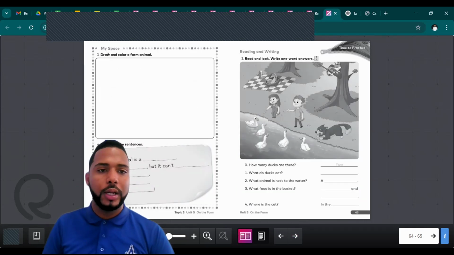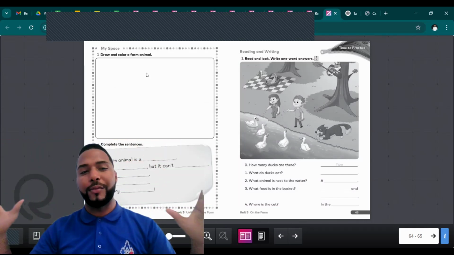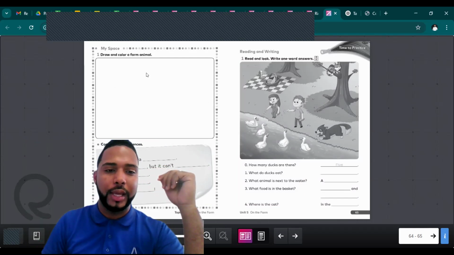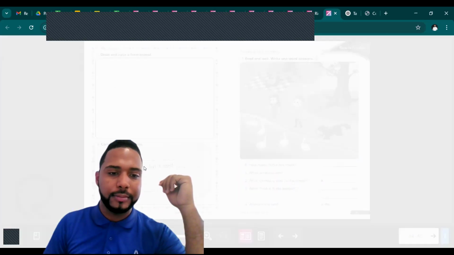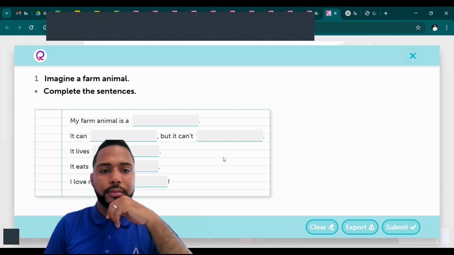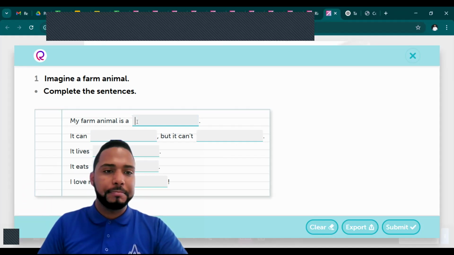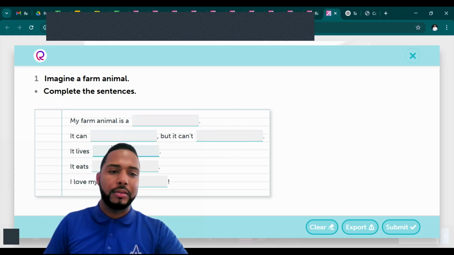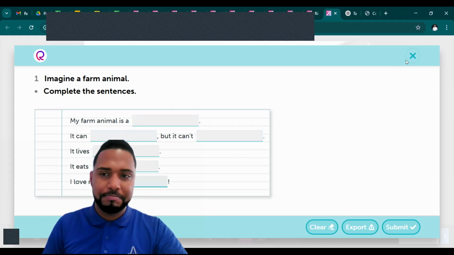Page number 64, you need to draw and color a farm animal. I love this. So you need to be creative. Open your mind, and imagine the animals on the farm. So you need to draw and color them, okay? And complete the sentences. For example, my farm animal is a donkey. It can run, but it can't fly. It lives on my farm. It eats apples, for example. I love my donkey. You see?